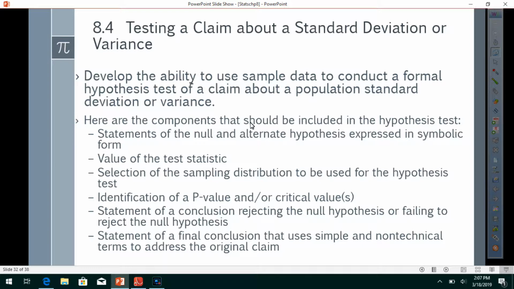Here are the components that should be included in the hypothesis test. Statement of the null and alternate hypothesis expressed in symbolic form, value of the test statistic, selection of the sampling distribution to be used for the hypothesis test, identification of a p-value and/or critical values, statement of a conclusion rejecting the null hypothesis or failing to reject the null hypothesis, statement of a final conclusion that uses simple and non-technical terms to address the original claim.